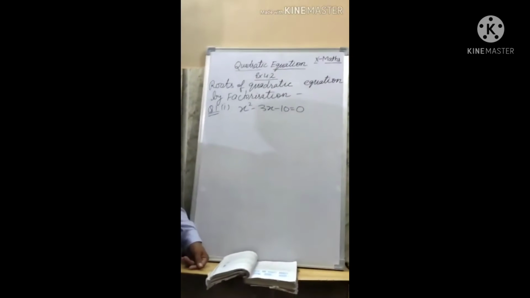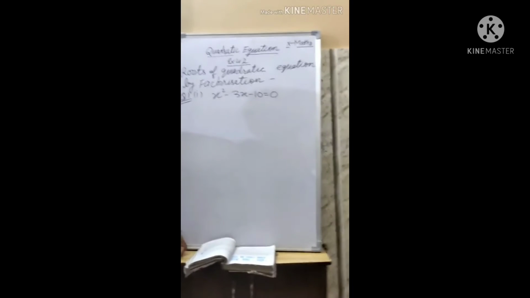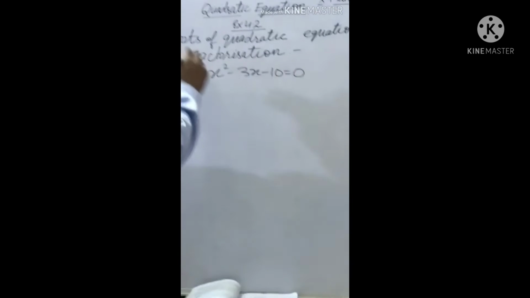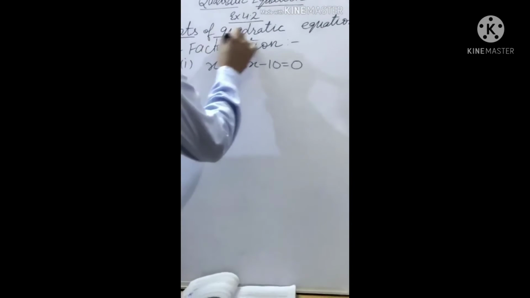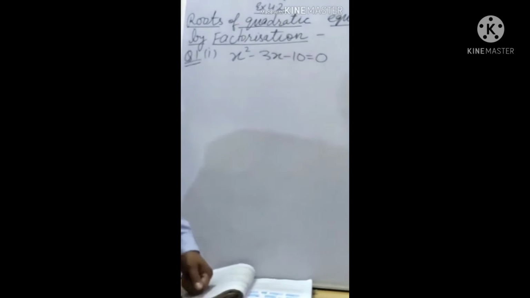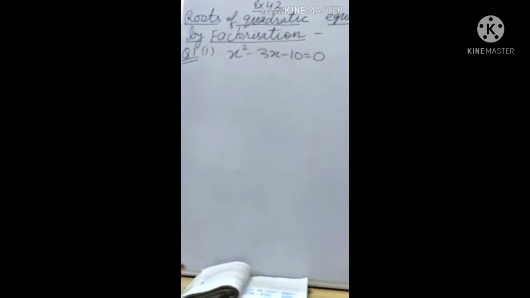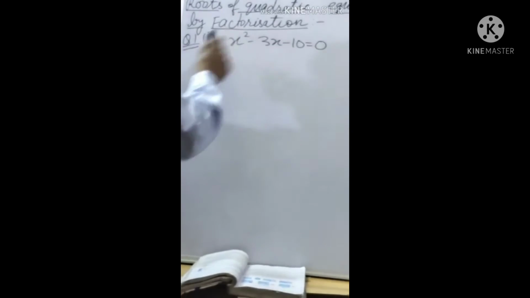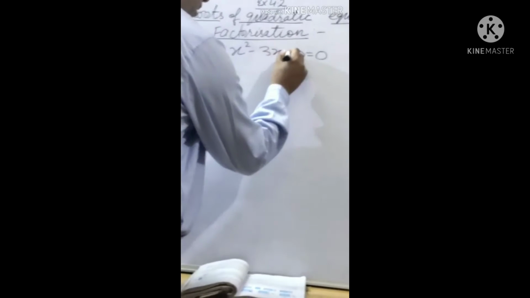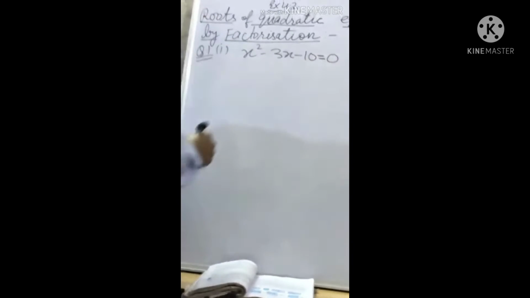Now today we are starting one new topic in this quadratic equation: how to find out the roots of a quadratic equation by factorization. So by factorization, how to find out the roots of the quadratic equation. Now I am taking one equation, x square minus 3x minus 10 is equal to 0.